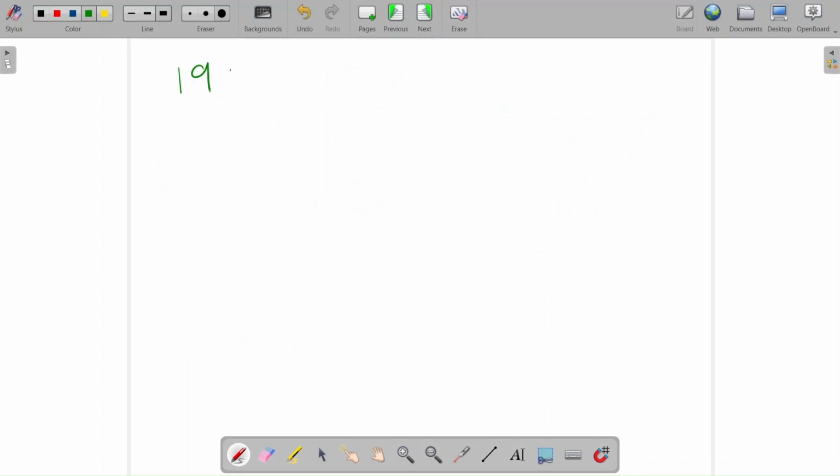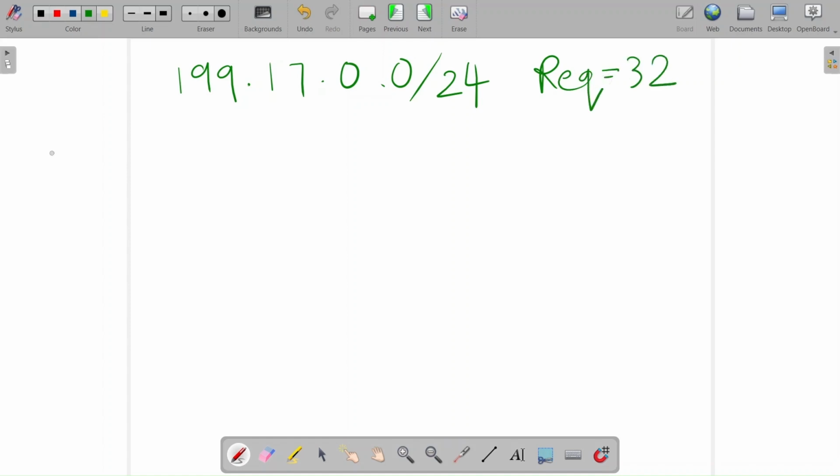So the IP given to me is 199.17.0.0. The number of network bits, let's go traditional this time, is 24. And the required hosts we're supposed to fit while subnetting is 32. So let us figure this out, right? First we need to find out the class. So the first step is class.